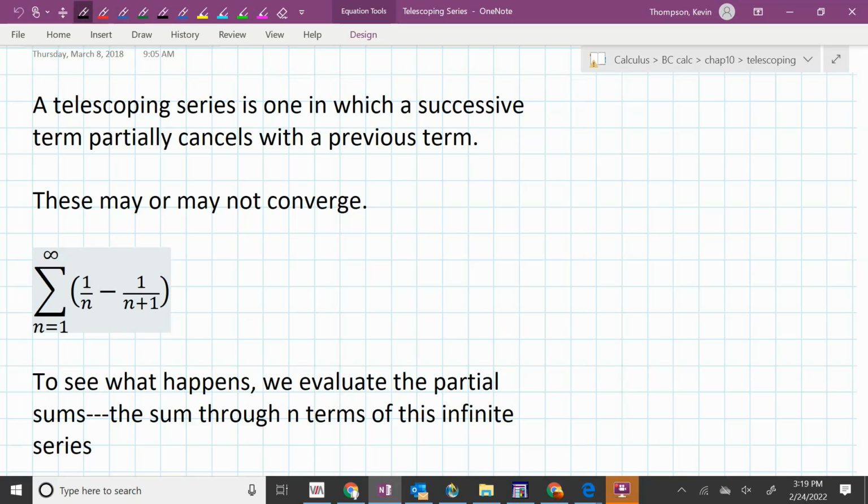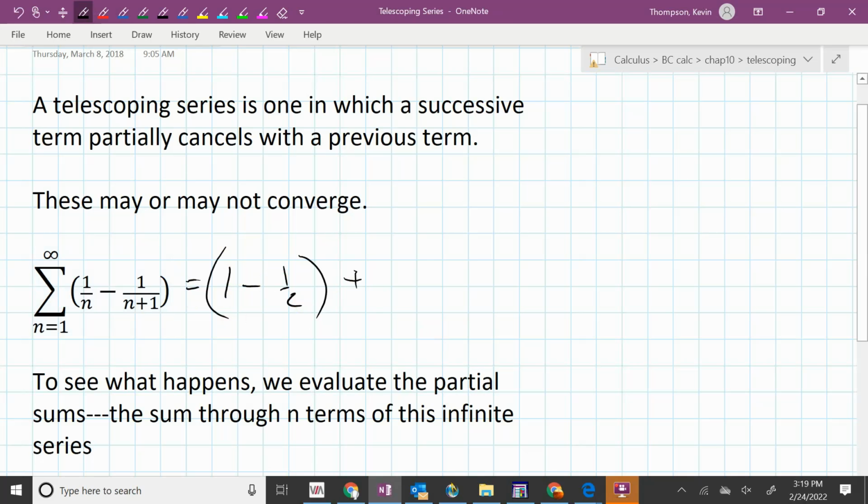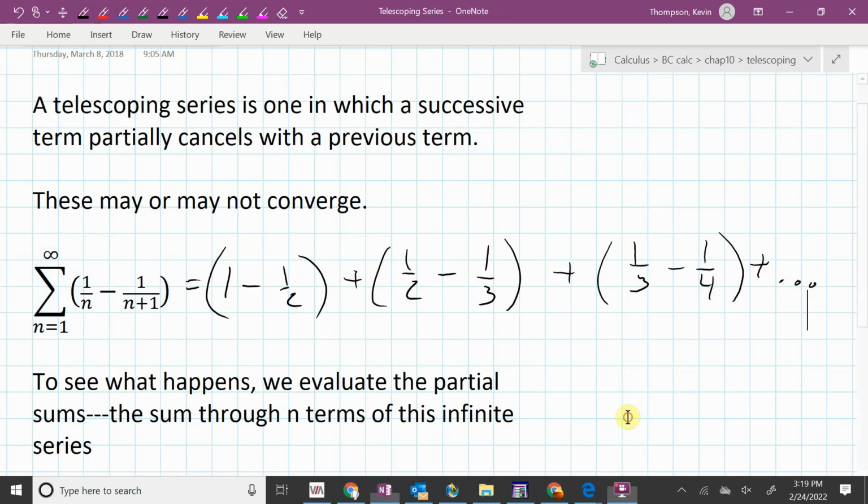So what I want to do is just write down what happens. When n is 1, I'm just going to have 1 minus a half. That's the first term, right? Plus, now n is 2. Now n is 3. And so on. If you see it, the next term partially cancels out the term that came before it.